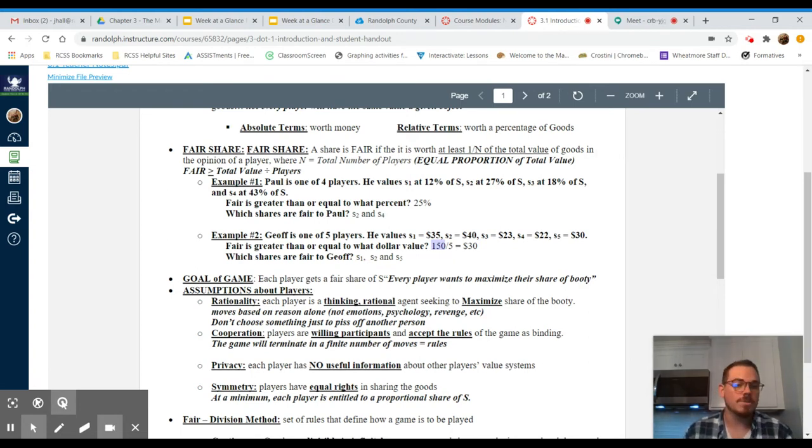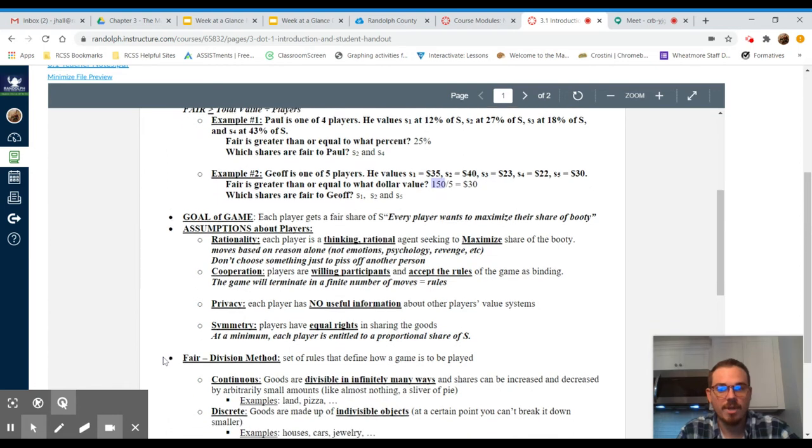So here are assumptions about players. We've got rationality. Each player is a rational agent seeking to maximize the share of the booty. They want to get the most amount of shares, the most amount of goods, right? Moves are based on one reason alone, not emotions, not psychology, not revenge, etc. Don't choose something just to make somebody else mad. That would be rationality.